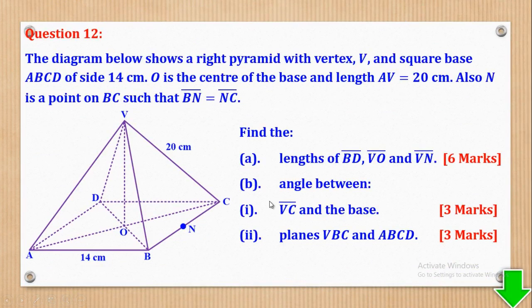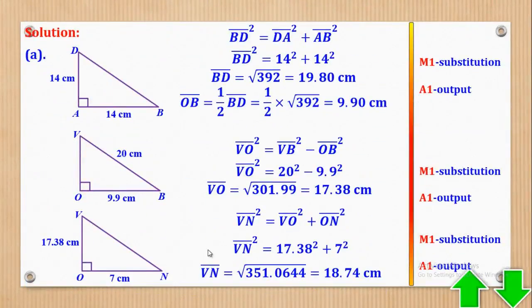So now we shall go to part B, where they want Roman 1, the angle between VC and the base, and part Roman 2, the angle between the planes VBC and ABCD. So let's start with the angle between VC and the base.